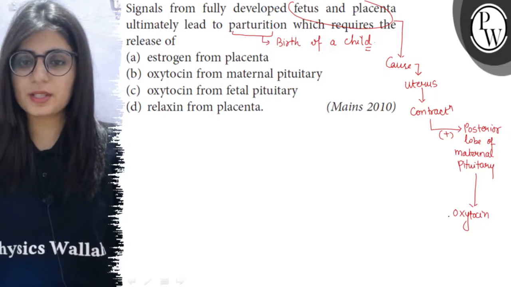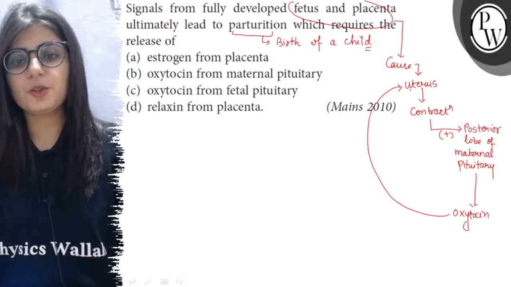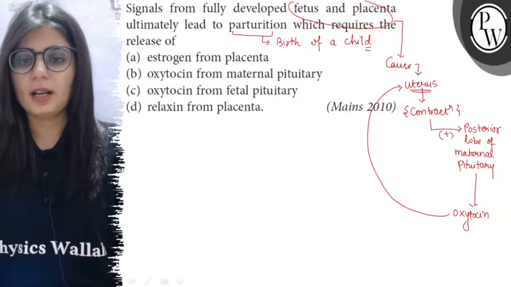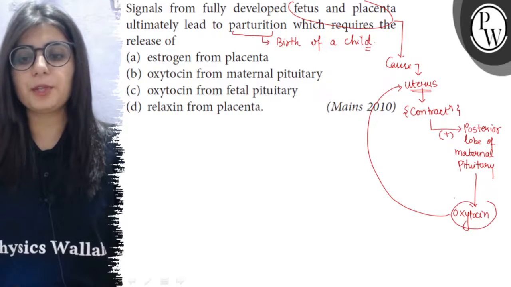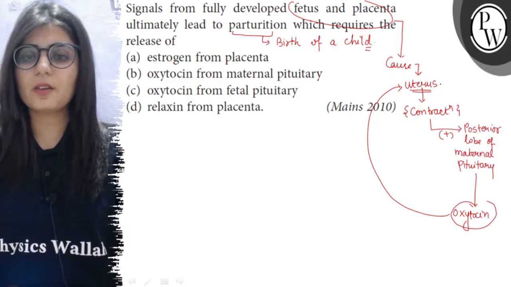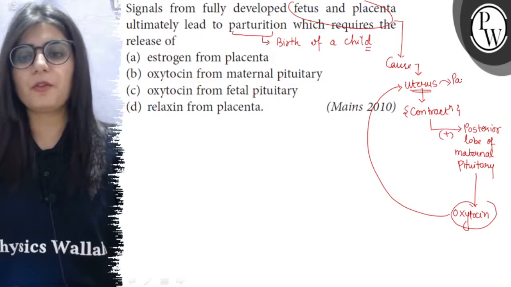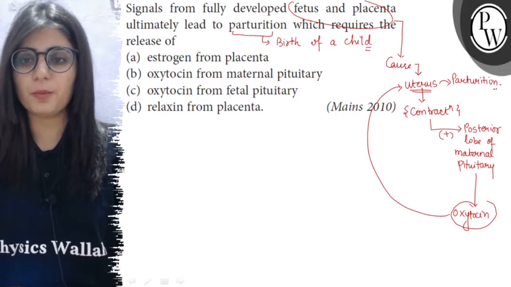Now oxytocin causes contraction in the uterus. Now these contractions are more vigorous than the earlier contractions, and in this way more and more oxytocin is released from the maternal pituitary, which causes vigorous contraction in the wall of the uterus, and this is responsible for parturition, meaning it causes the expulsion of the child from the mother's body.